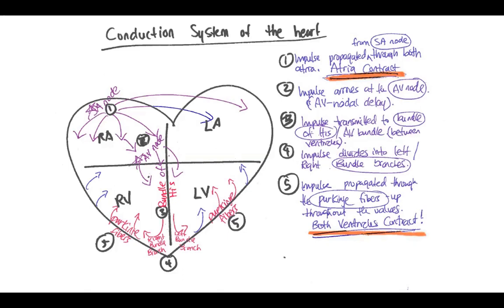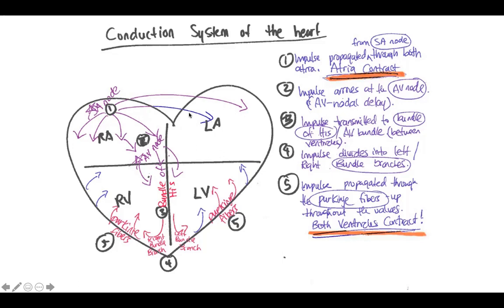So we start with the impulse at the SA node. And the SA node is located at the top of the right atrium, so sort of in this general direction here. From there, it spreads to the right atrium and very quickly across the septum of the atria, all the way over to the left atrium.